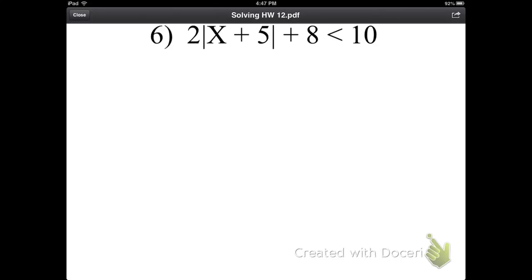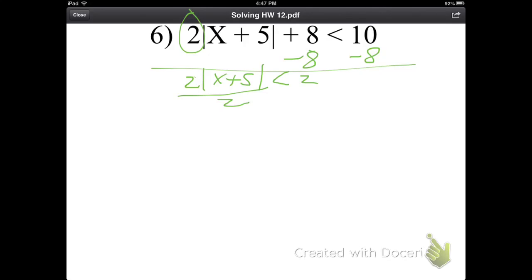Once again, I want to get absolute value is less than number without this 8 and without the number in front. So I'm going to subtract 8 from both sides to get to absolute value of x plus 5 times 2 less than 2. Divide by 2 to get my absolute value by itself. And now that's less than 1. Now at this point I can split it into two inequalities.